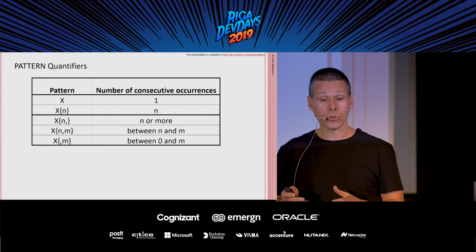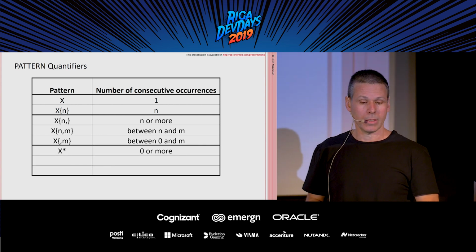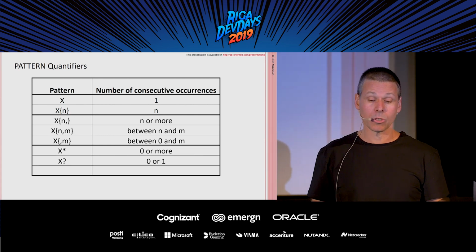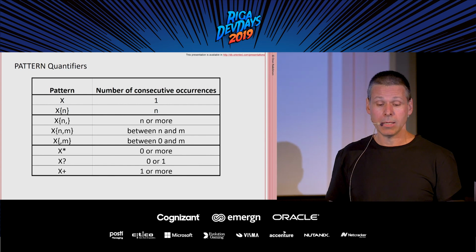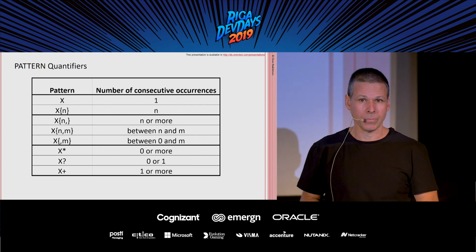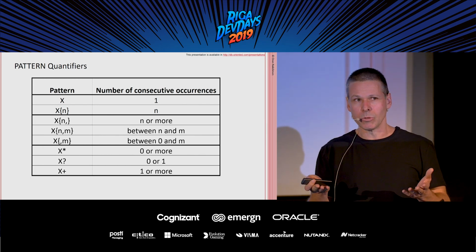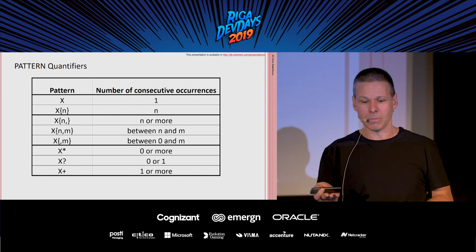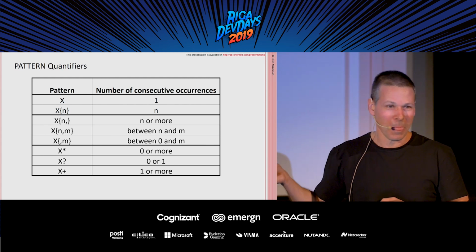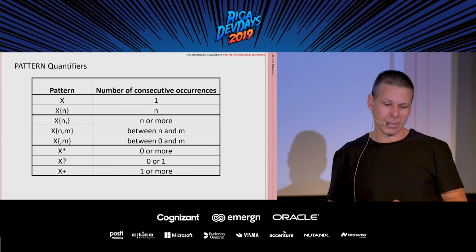And there are even shorter shortcuts, and these ones are really popular. X star means 0 or more. X question mark means 0 or 1. And X plus means 1 or more consecutive occurrences of X. Which we know from, probably most of you know, what does it remind you? Regular expression, right? This is a subset of the regular expression.